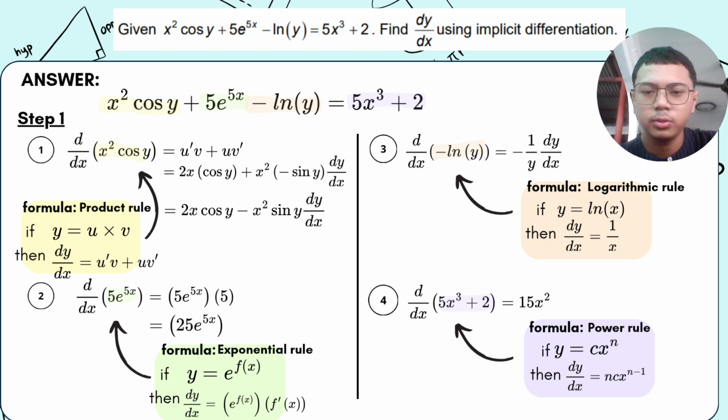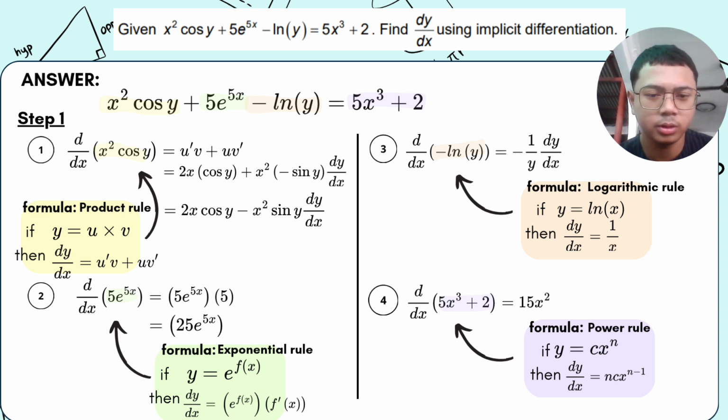In this equation, I found 4 terms. Term number 1: d over dx of x power 2 cos y. For this term, we use the product rule. So let u equal x power 2, u prime is 2x, let v equal cos y, and v prime is negative sin y times dy over dx. We put everything together into the product rule formula, and the answer is 2x cos y minus x power 2 sin y dy over dx.